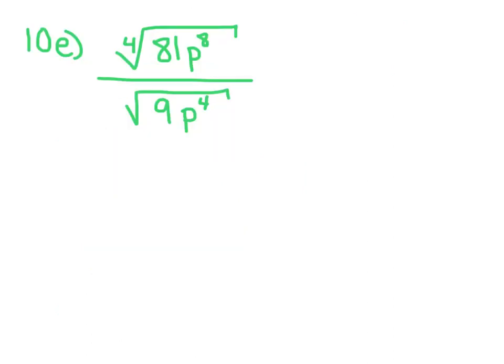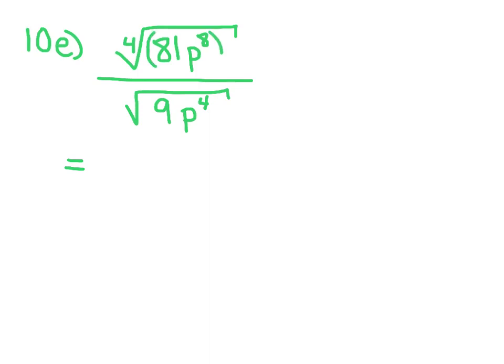Now we're going to look at 10E, because 10E could be a little confusing if you think about it wrong. Please refrain from trying to do the 81 divided by 9 right now and the p to the power of 8 divided by p to the power of 4, because you actually can't do that. You have to take care of powers first. You may say, but sir, there's no powers of powers.